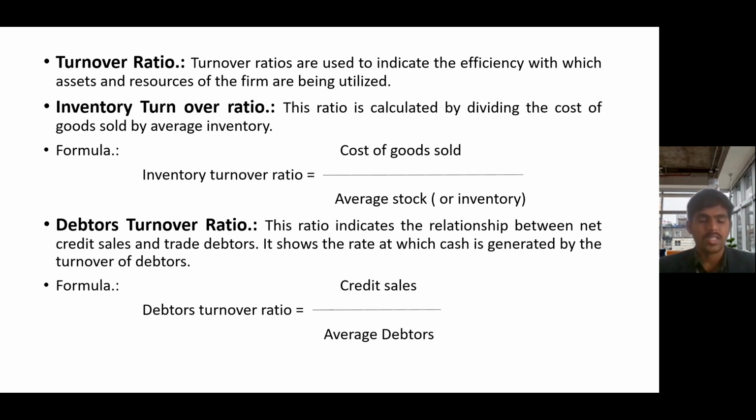Next is debtors turnover ratio. This is also very important. The debtors turnover ratio indicates the relationship between the net credit sales and the trade debtors. It tells us the actual relationship between my net credit sales, what I am selling on a credit basis, where one of my clients is very regular to me. How much credit sales I'm doing to him, and what my total debtors are, how much credit I have to receive back.